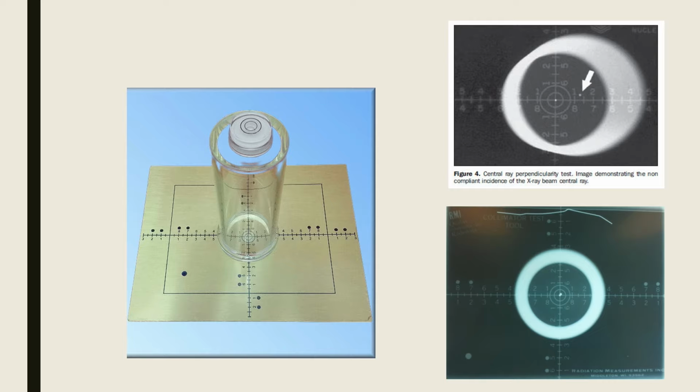You can see on the top, on this picture right here, where the white arrow is, the CR is actually not centered. This one is centered. And you can see what happens when this isn't centered. Now you have this blooming effect that's happening over here, because now your X-ray light field isn't accurate.